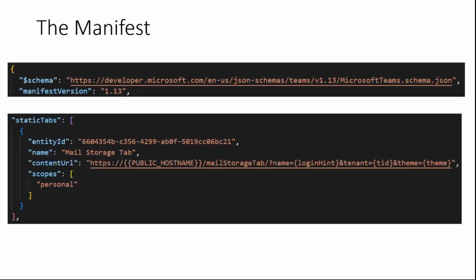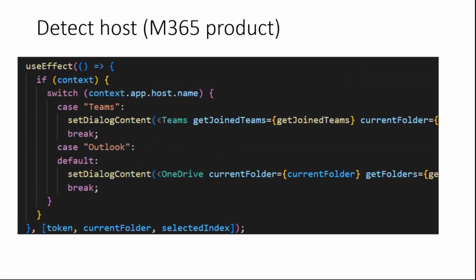I already covered what we need for the manifest. Quite easy. We need version 1.13, and that's all. Static tab and the scope personal. Nothing else is needed.